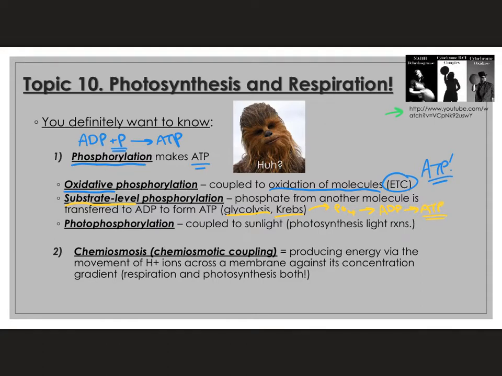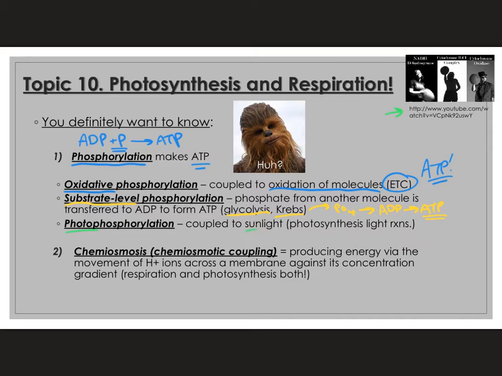And because this involves a phosphate moving from a substrate to ADP, we call it substrate level phosphorylation. And so that happens earlier in the process during glycolysis and the Krebs cycle. Last but not least, stepping over to photosynthesis for a second, is photophosphorylation. Remember that we are going to make a little bit of ATP during photosynthesis as well, and that's going to be powered by sunlight, so we call it photophosphorylation.